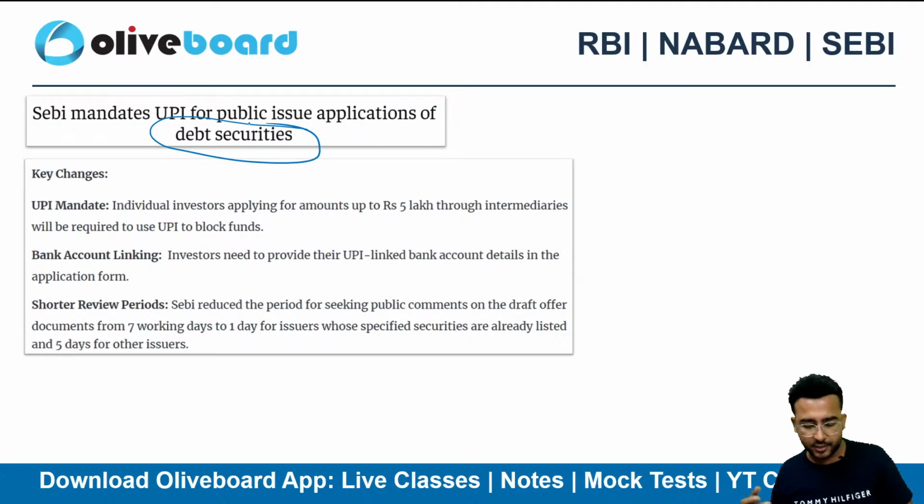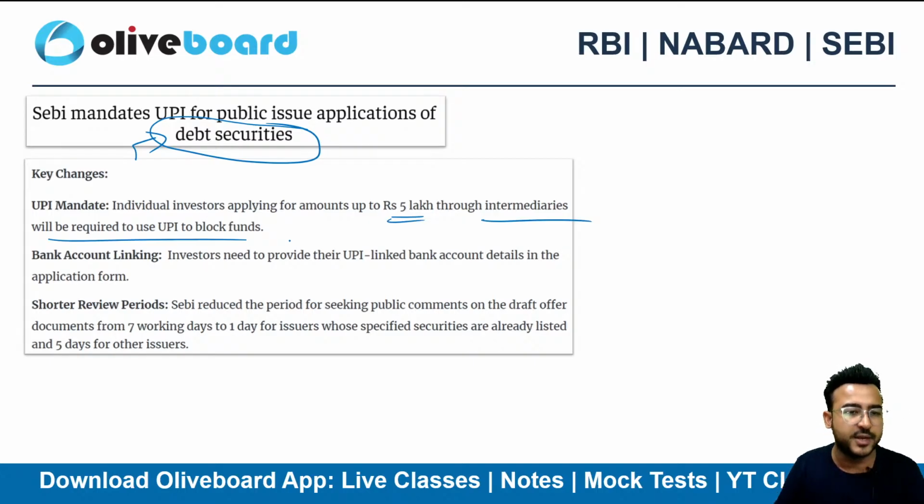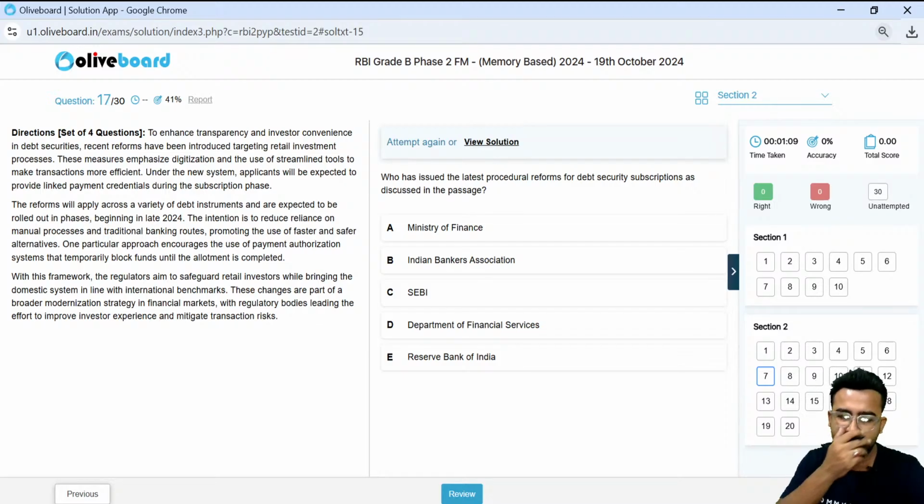Now someone can argue, sir, I apply via ASBA system in IPOs. This is not about just the IPOs, it is about the debt securities, okay? So UPI mandate: individual investors applying for amount up to 5 lakh through the intermediaries will be required to use the UPI to block the funds, right? Not just ASBA. Up to 5 lakh you need to compulsorily use the UPI here, right?